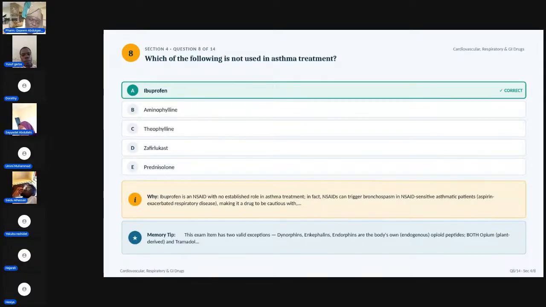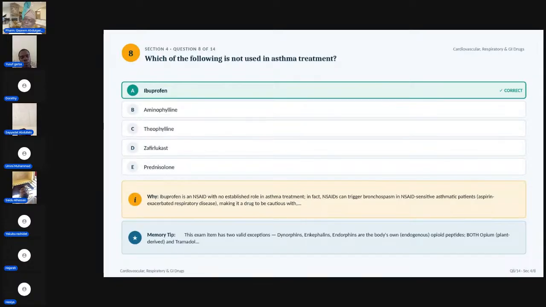And then theophylline tablets, you can see it given too. So this Safrilucas, even if you don't know it, some of you would have come across Montelukast before, being used. And then the next one is prednisolone. Prednisolone is a steroid, so it's also used to lower the reaction of the body to whatever is sensitizing the bronchioles. But ibuprofen is not used, so your answer is just straight.